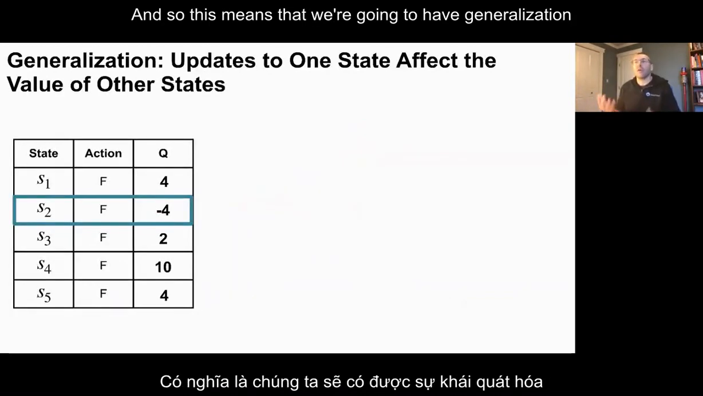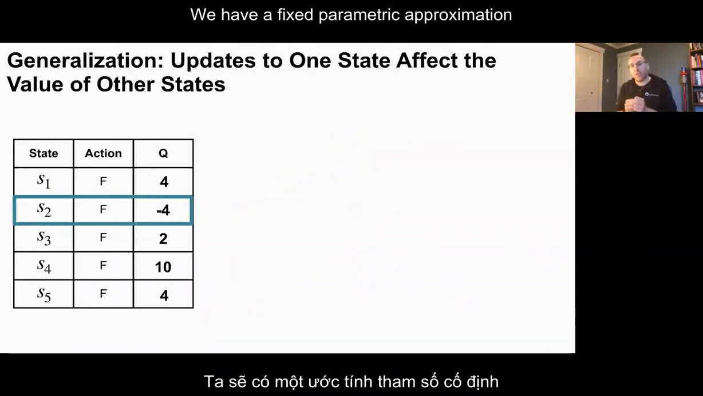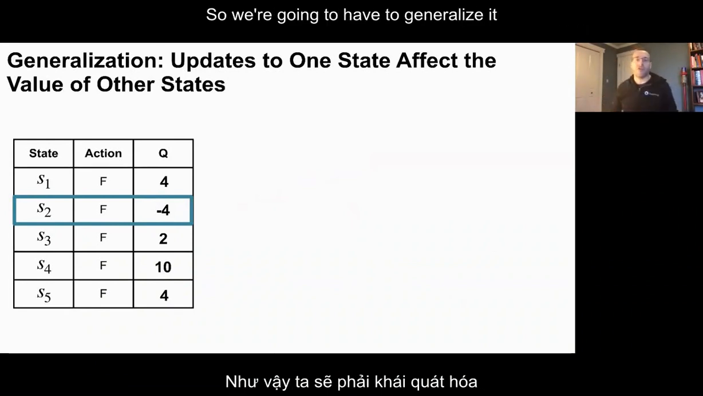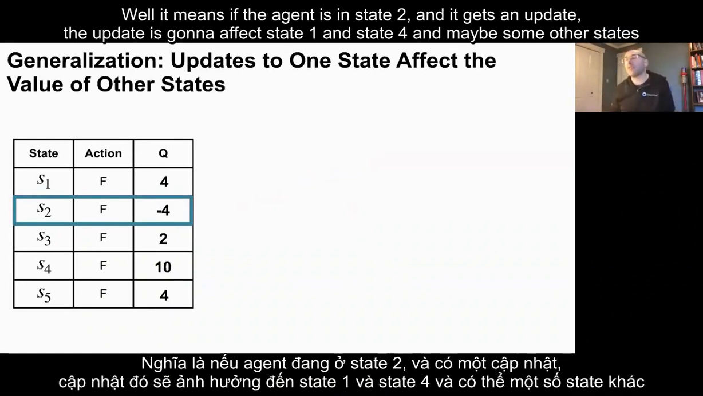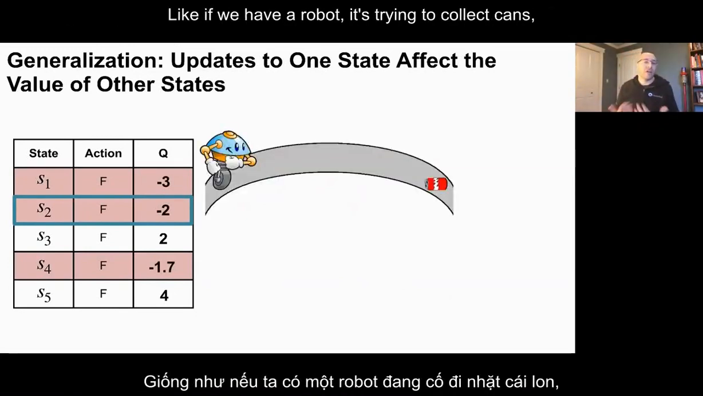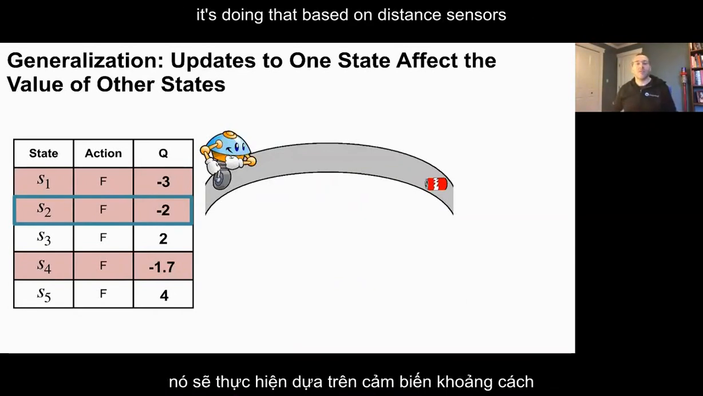And so this means that we're going to have generalization, where we have a fixed parametric approximation. The number of parameters in our approximation, our neural network, is much, much, much smaller than the number of states in the MDP. So we're going to have to generalize. And what does that mean? Well, it means if the agent is in state 2 and it gets an update, the update is going to affect state 1 and state 4 and maybe some other states. And this makes sense, right? Like if we have a robot, it's trying to collect hands, it's doing that based on distance sensors.